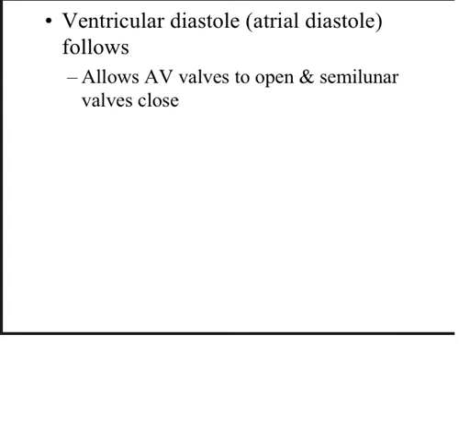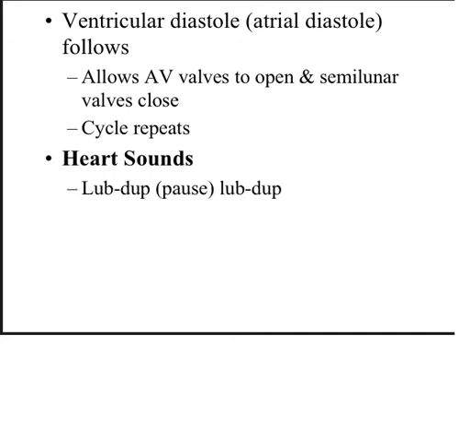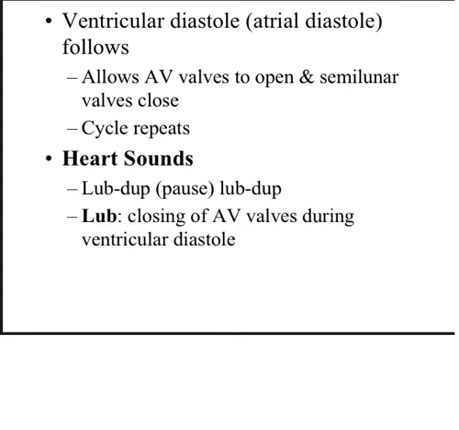Ventricular diastole follows this. This allows the AV valves to open and the semilunar valves to close. Then the cycle repeats. There are some heart sounds that we should be familiar with as well. Lub-dub, and then there's a pause and another lub-dub. Lub indicates the closing of the AV valves at the start of ventricular systole, as the pressure builds inside the ventricles, forcing those valves shut.